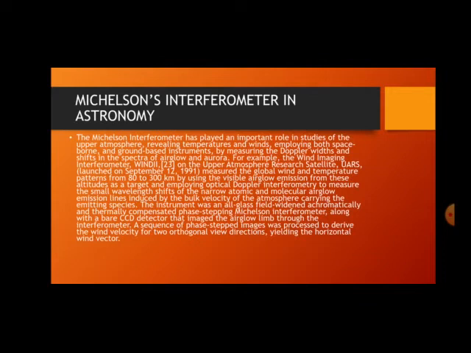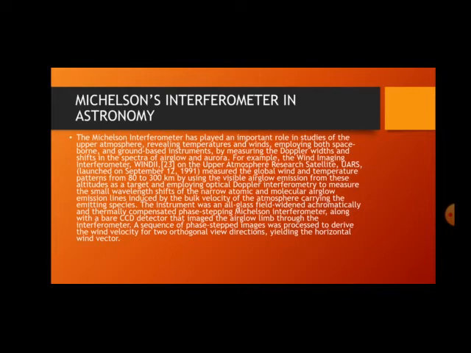For example, the Wind Imaging Interferometer (WINDII) on the Upper Atmosphere Research Satellite (UARS), launched on September 12, 1991, measured the global wind and temperature patterns from 80 to 300 km by using the visible airglow emission from these altitudes as a target and employing an optical Doppler interferometer to measure the small wavelength shifts of the narrow atomic and molecular airglow emission lines, induced by the bulk velocity of the atmosphere carrying the emitting species.